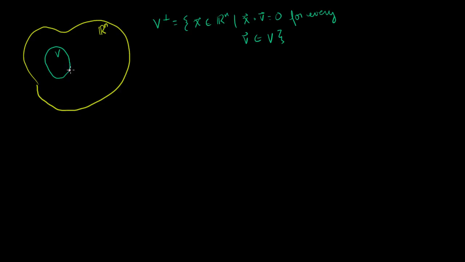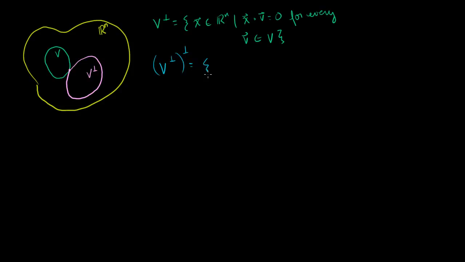Let's say it's right there. And let's say the orthogonal complement, let's say it's this set right here in pink. So that's the orthogonal complement. Fair enough. Now, what if we were to think about the orthogonal complement of the orthogonal complement? So we want the orthogonal complement. That's the thing in pink. But we want the orthogonal complement of that.